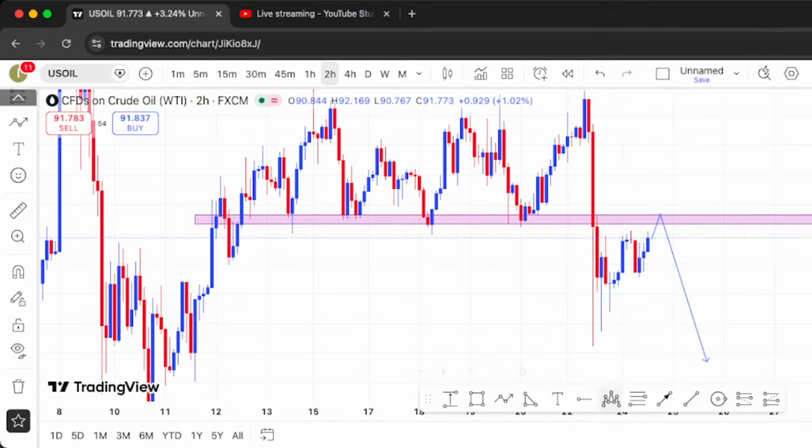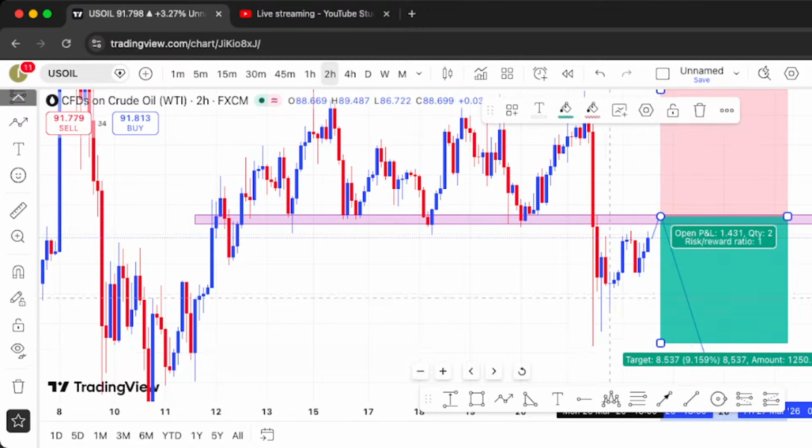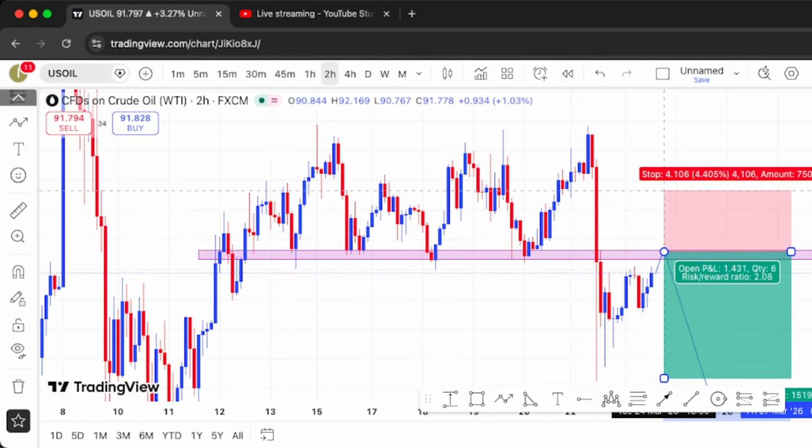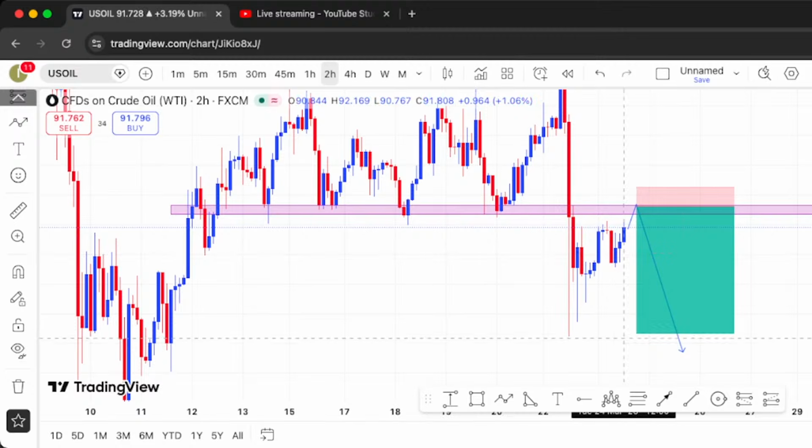So we should be looking for a short position here on US oil at this level, for those who trade US oil, targeting the next low. Stop loss should be a little bit above the structure to have a good RR, a good risk to reward ratio.